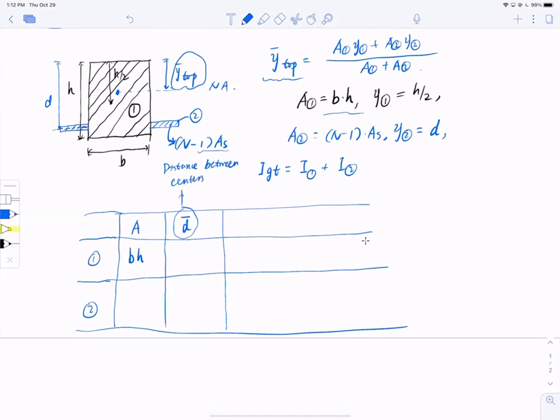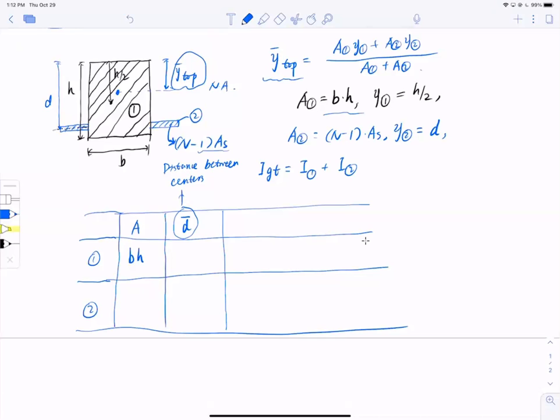That is the distance between the center of each component to its neutral axis. For the first area, it is h divided by 2 minus y top. Then I need to find its own moment of inertia, that is 1 over 12 bh cubed.